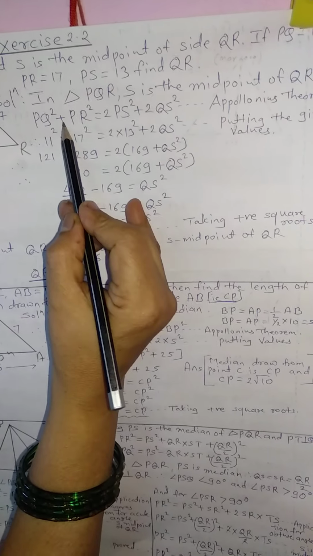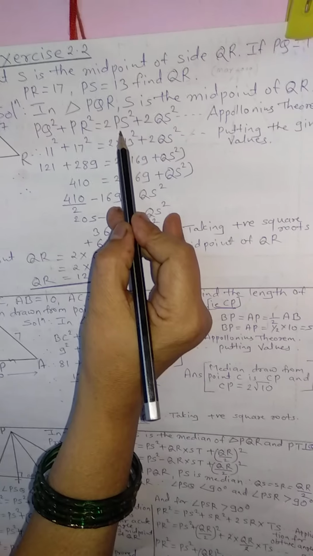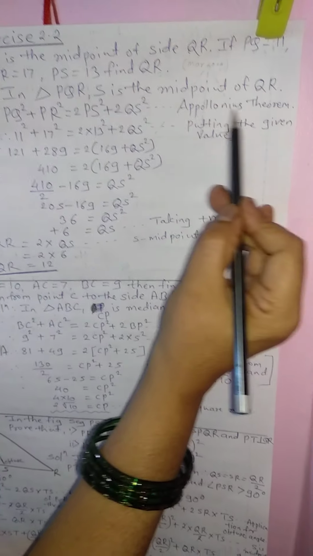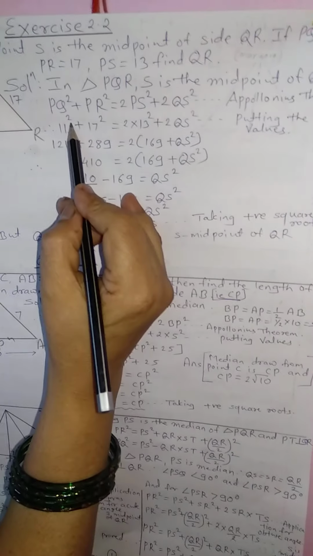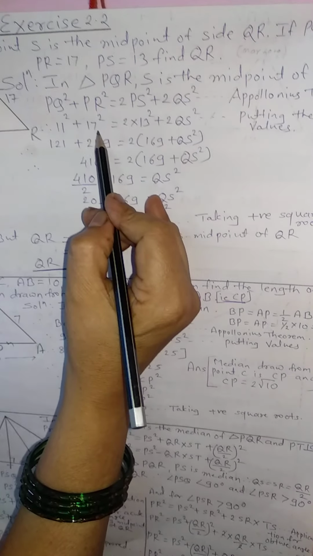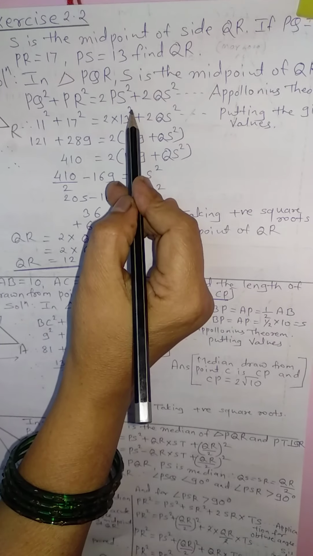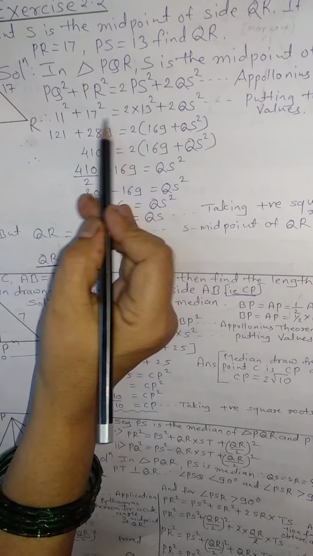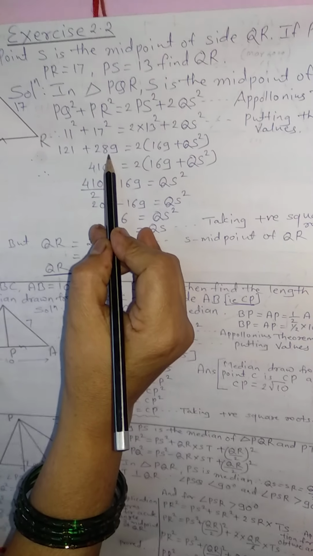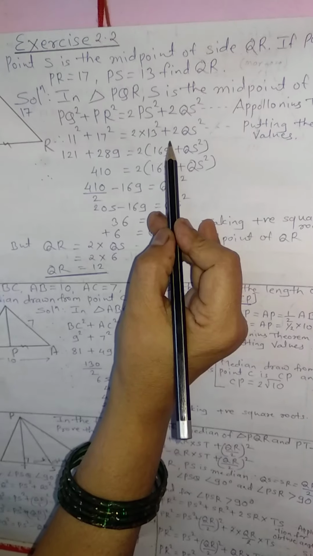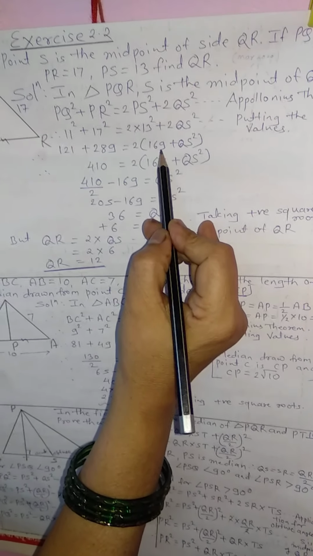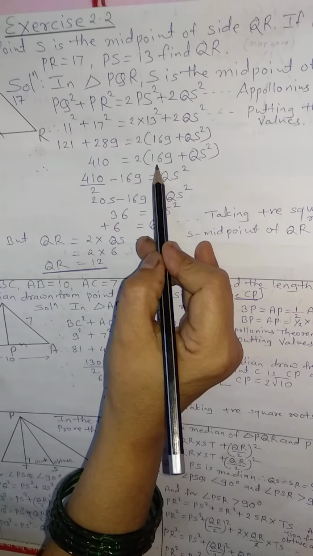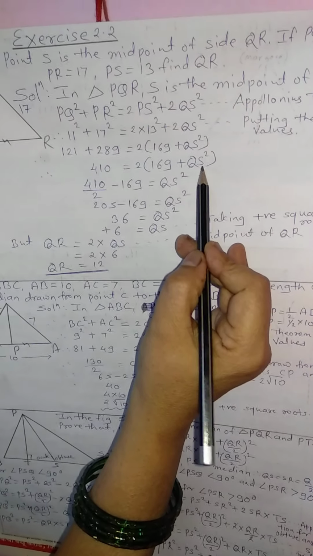So solution: in triangle PQR, S is the midpoint of QR. So PQ square plus PR square is equal to 2PS square plus 2QS square. The reason is Apollonius theorem, which we have learned. Putting the values, 11 square plus 17 square is equal to 2 into 13 square plus 2 into QS square. Squaring the given values, 121 plus 289 is equal to 2 into bracket, 2 is taken common, 169 plus QS square. 410 is equal to 2 into bracket 169 plus QS square.